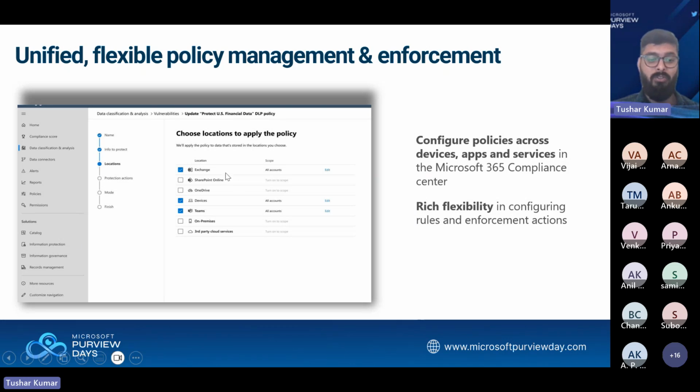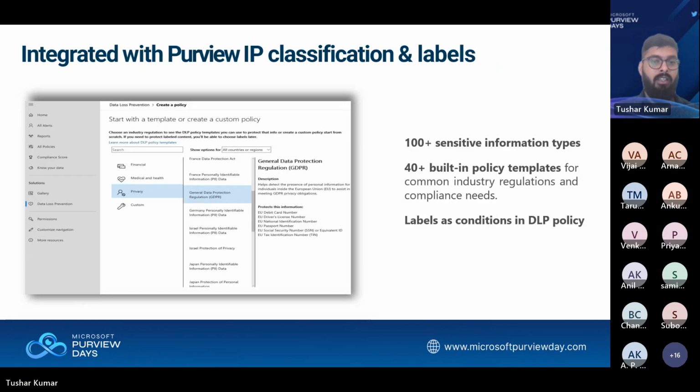So you have the option to go for Exchange, SharePoint, OneDrive. You can go for multiple options as well. Teams, as well as your devices, which are your endpoints. So you can put in your devices, Teams, on-premises shares, any third-party cloud services, and it also has support for Microsoft Defender for Cloud Apps. So if you have Defender for Cloud Apps, you can integrate your cloud applications as well with the DLP functionalities.